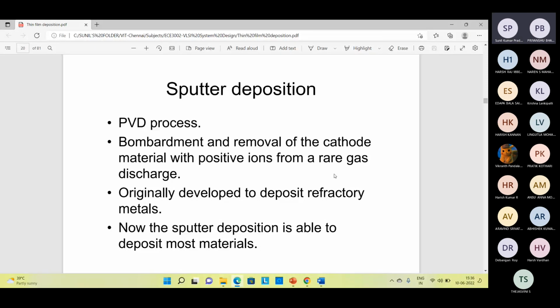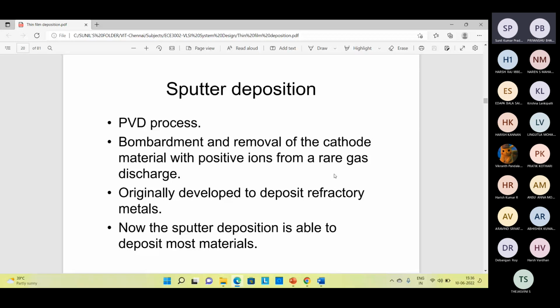Negative and positive attract each other. That means the ions are directly attracted towards the cathode material, and finally eject the material from the cathode surface by bombarding, or you can say sputtering out the material from the cathode surface. Whatever material is ejected or sputtered out is finally deposited on the substrate, and finally the thin film is deposited. So this is how sputter deposition generally takes place.